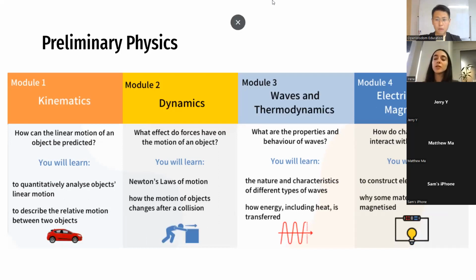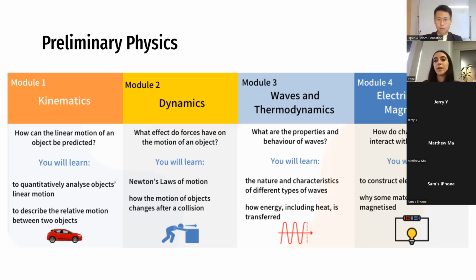So moving on, year 11 physics, or preliminary physics. This one has 4 modules as well. So module 1 is kinematics. You're going to analyze motion in a straight line. Module 2 is dynamics. So dynamics is a continuation of kinematics, but now you also introduce forces and you look at how forces influence motion.